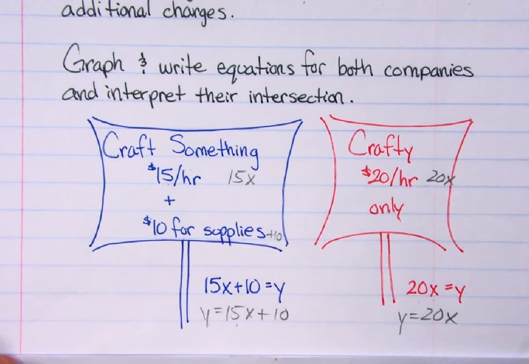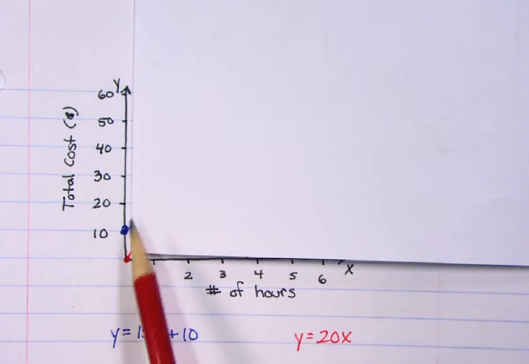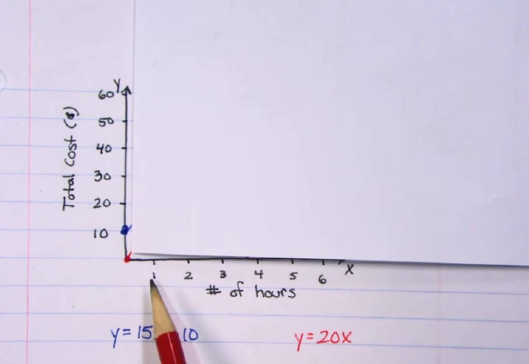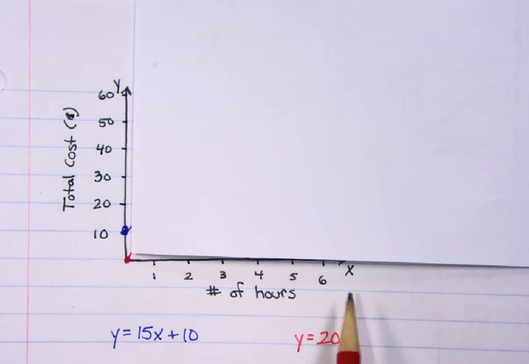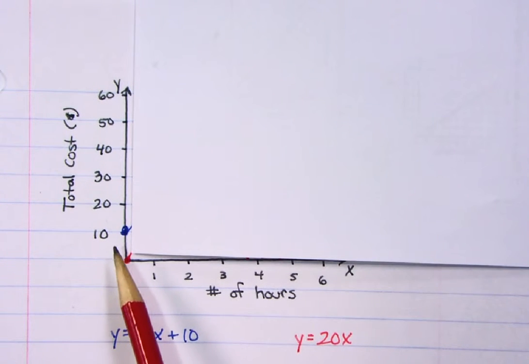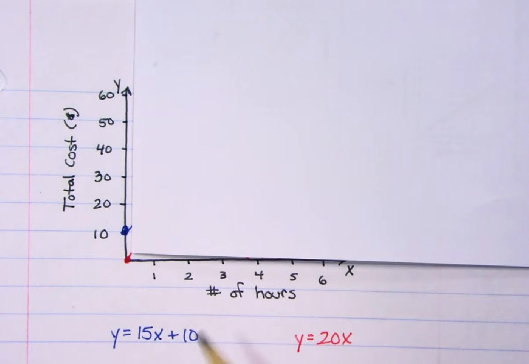Now the idea is to graph this information. So what I did here is I started with drawing myself a little quadrant. I know that the number of hours that you're going to spend there can't be negative hours, so I'm only going to use positive numbers. 1, 2, 3, 4, 5, and 6 hours. And for the total cost, I just went by tens, $10, $20, $30, $40, $50, all the way up to 60. Okay, so this is my total cost. This is my number of hours.